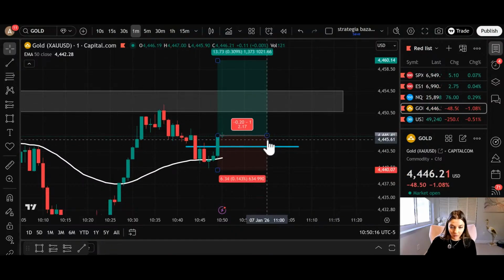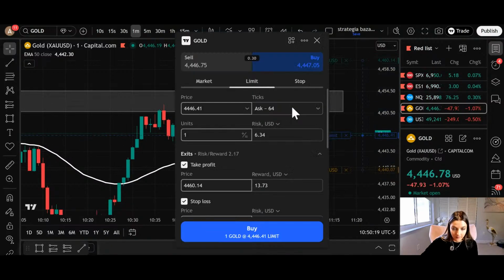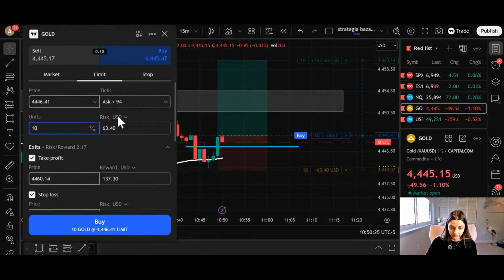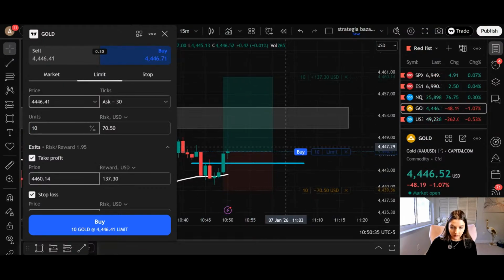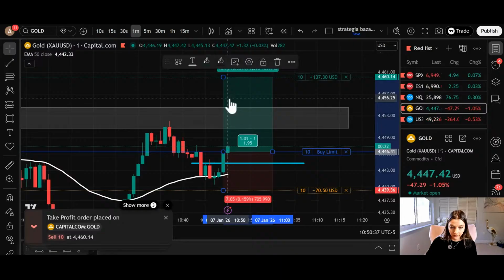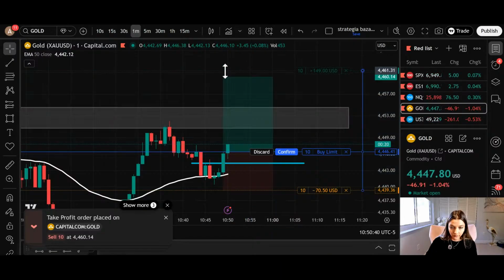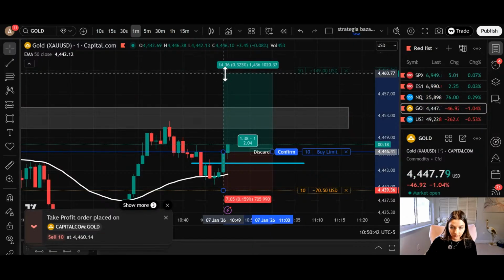I'm not gonna take this long in my cash account. Okay, let's risk $60. Let me put a little down. Okay. Let's do it. Here we go.